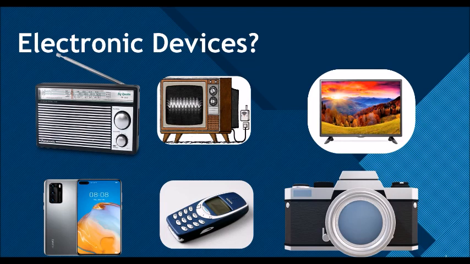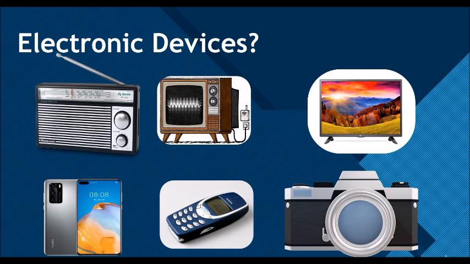I tell my students that when you say electronic device, look at the electronic shop. Whatever you find there is an electronic device. When you go to the electronic shop, you see the old radio, old television, the smart TV, the mobile phone, the old mobile phone, and the camera. All these are examples of electronic devices. If you are asked to list electronic devices, these are the examples you should know.